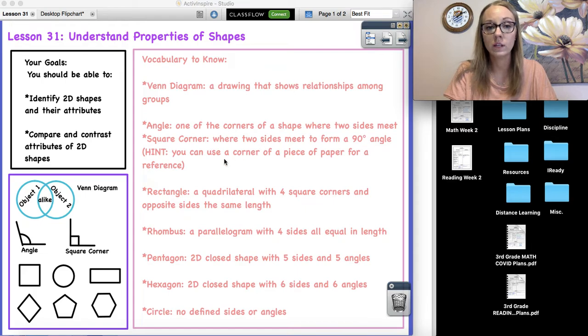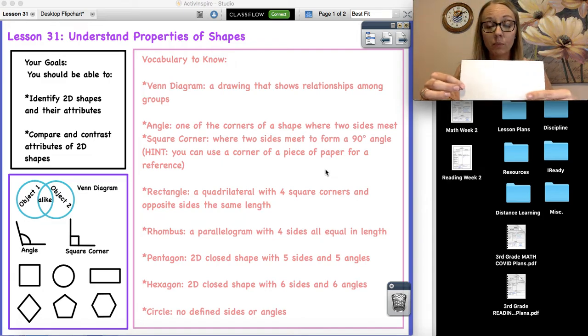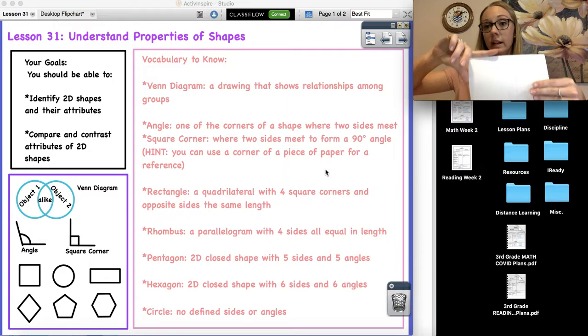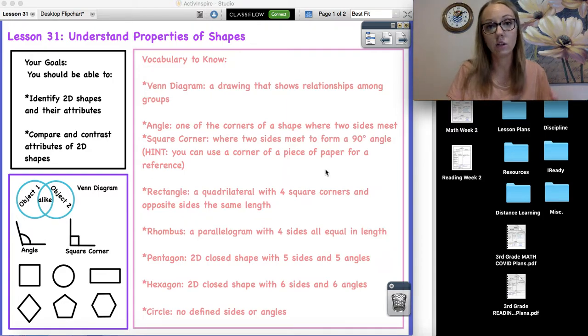And a little trick that you can use to know whether an angle is a 90-degree angle or not, take a piece of paper. Where those two lines come together, if they square up with that piece of paper right on the end, it is a 90-degree angle. If it is bigger than that, it's not. If it is smaller than that, it is not. So that's a little hint that you can use to figure out whether it is a perfect square corner or not. And I put an example down here under my Venn diagram. We have just an angle where two sides come together, and you have a square corner where they come together perfectly. I could line that up with a piece of paper and it would fit. It would be a perfect match.